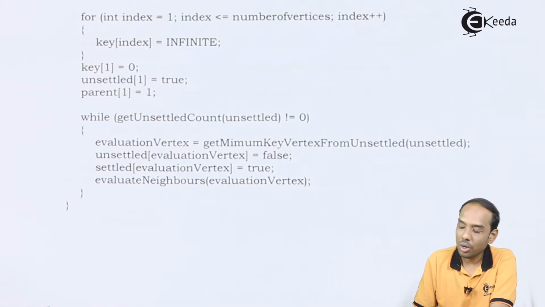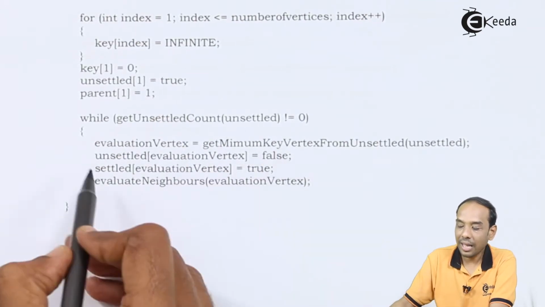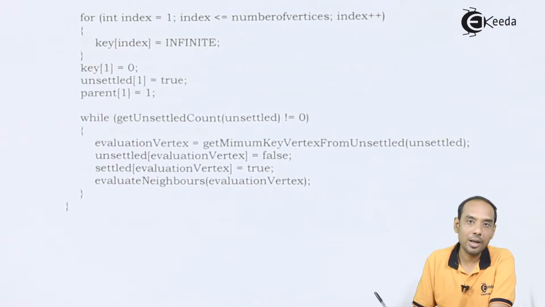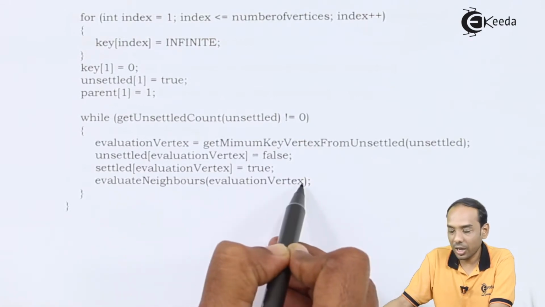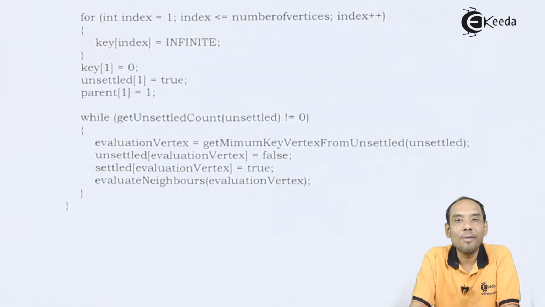When this is done, we are going to define another set of values. You must remember we have defined the return type of unsettled and other variables array as boolean, so we need to have the value in true and false format only. That's why we write unsettled with the index as evaluation vertex equal to false and settled evaluation vertex equal to true. When this is done, we need to call the function for evaluation of the neighbors. We write evaluate neighbors with the parameter as evaluation vertex. So the evaluation vertex value is taken and then passed to the function called evaluate neighbors. As the name suggests, we are going to evaluate the neighbors. Neighbors are the next set of vertices near the given vertex under consideration.